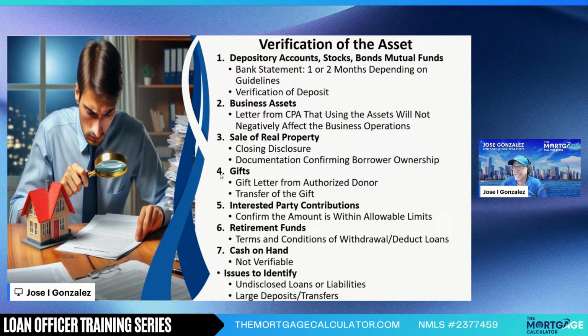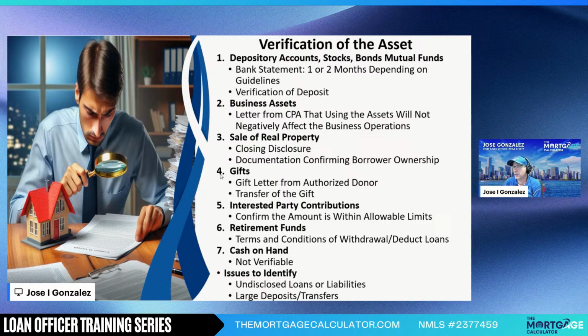Now, if it is sale of real property, like a pending sale on their current primary or an investment property, or maybe a property that already just recently sold, right? You're going to have that big old $200,000-$300,000 large deposit going into their account on top of that. So you're going to verify that asset with a copy of the closing disclosure once the transaction does close, showing the net proceeds that were sent to the seller.